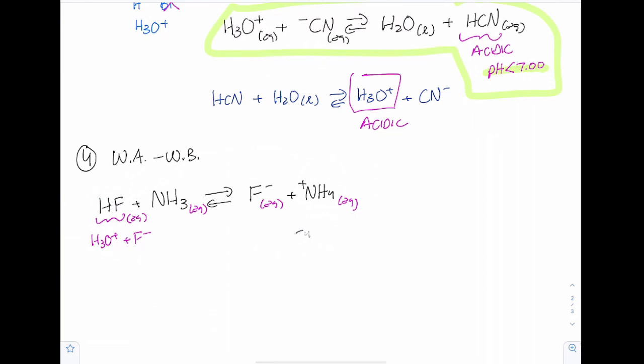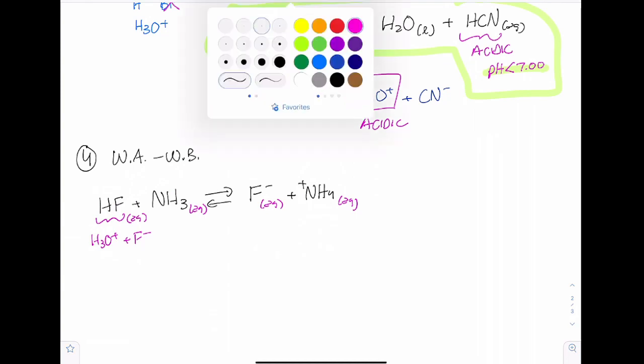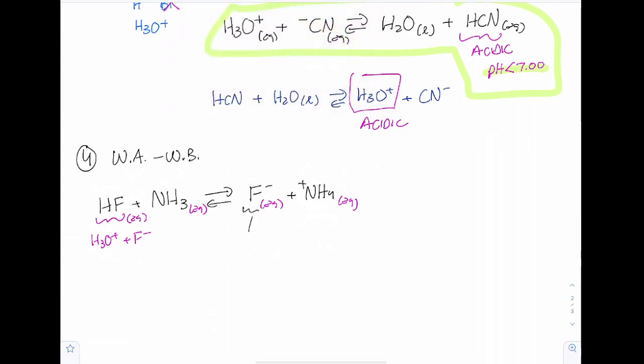And then as far as acid-base properties go, this thing is basic. This one is acidic. So my fluoride ions will react with water to produce hydroxide ions and its conjugate acid HF. Ammonium will react with water to form hydronium ions and its conjugate base NH3, ammonia.